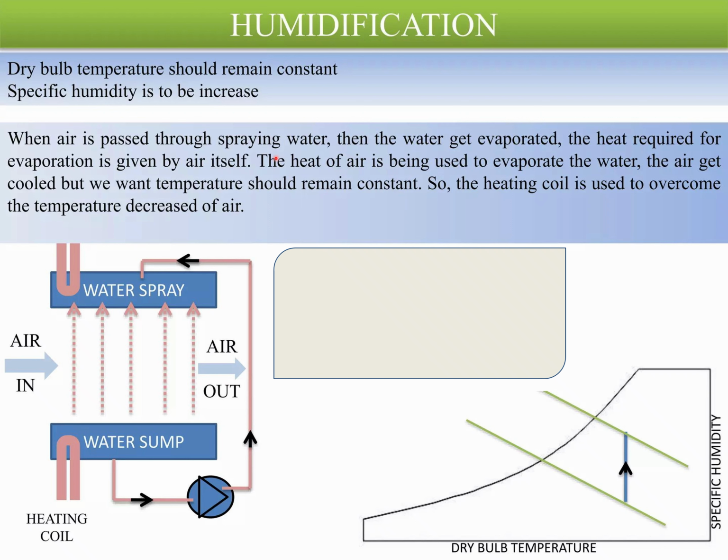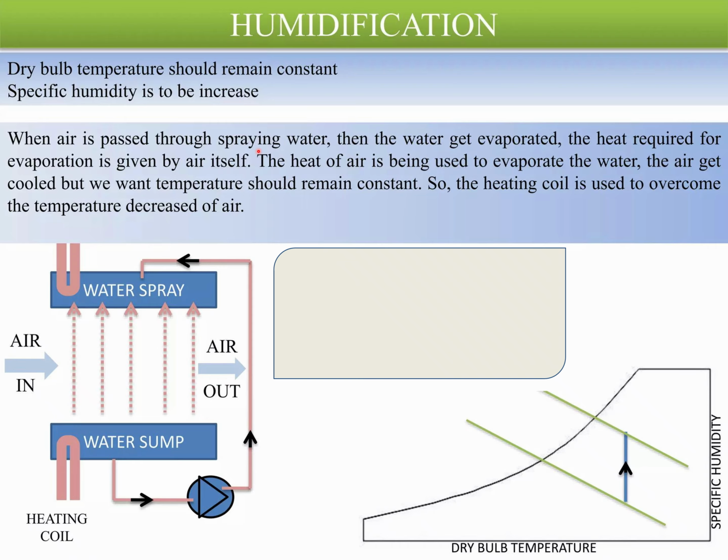To increase humidity, you do humidification. When air is passed through sprayed water, the water gets evaporated. The heat required for evaporation is given up by the air itself. The heat of the air being used to evaporate the water, the air gets cooled, but we want the temperature to remain constant. So the heating coil is used to overcome the temperature decrease of the air. So what has been said here?